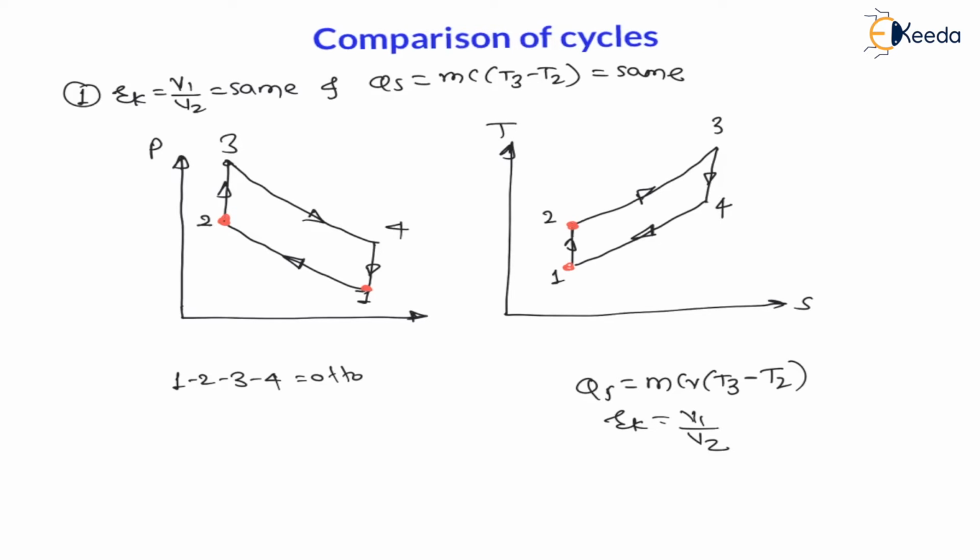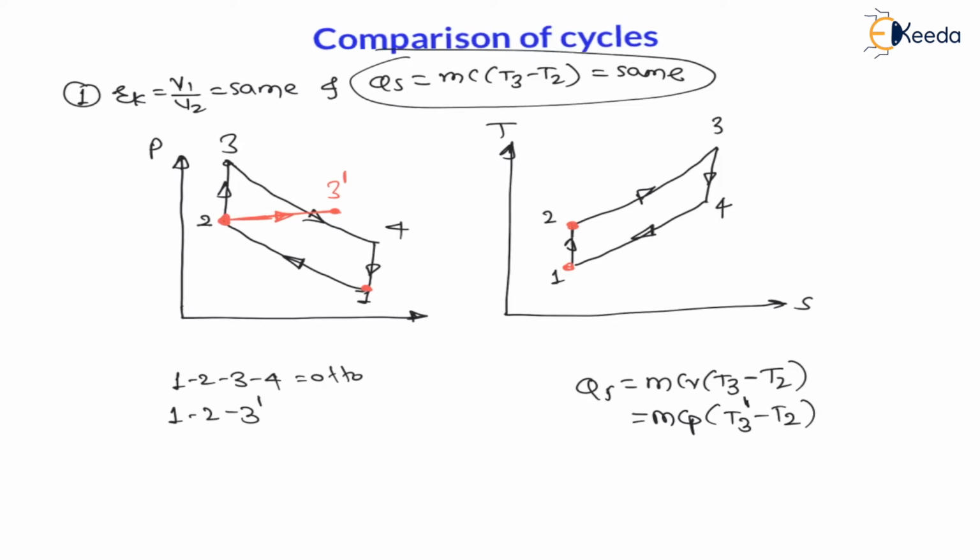So let us draw the diesel cycle now. Now diesel cycle 1 to 2, right? Then we have to consider 3 dash. And for the diesel cycle, 2 to 3 dash is constant pressure heat supply, therefore the process is at constant pressure like this. Let us say this is 3 dash. And for the diesel cycle, this heat supply is nothing but m Cp (T3 dash minus T2), right?